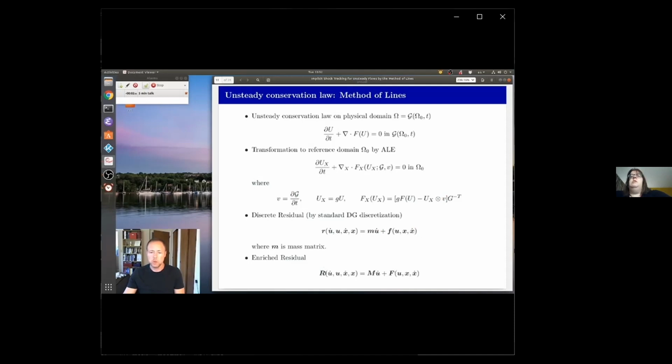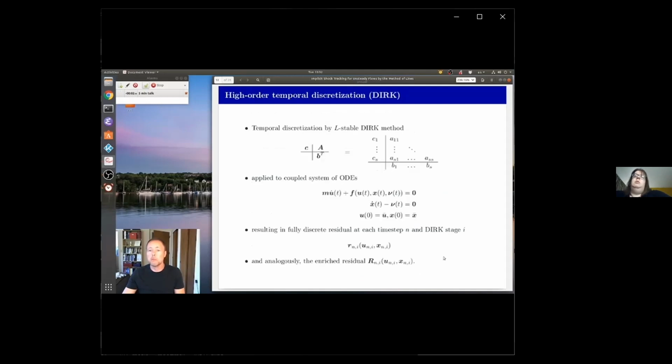We do exactly the same as before. We bump up the polynomial degree with capital letters. We now get an enriched residual, and it ends up being the same framework as before. After you discretize using an implicit method of your choice, but we are using the one-step DIRK methods that can be chosen to be L-stable, and typically we do third-order accuracy.